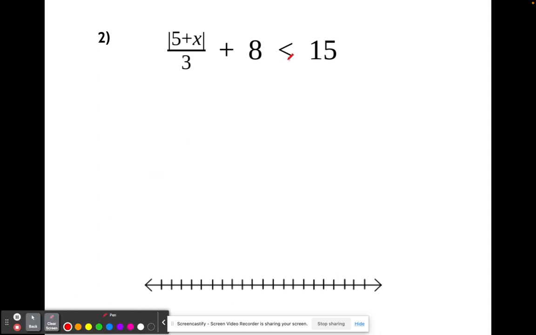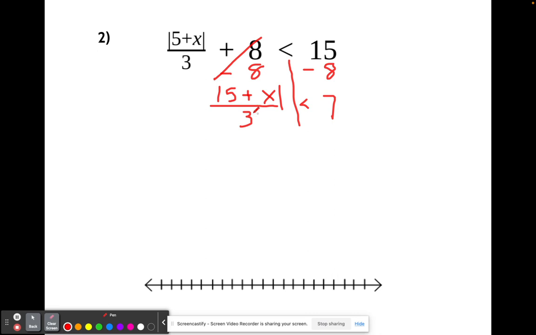So this is a less than, if you recall that. So we're going to only end up with one inequality. First, I'm going to send home this 8. Let's subtract 8 from both sides. This cancels out, and I have the absolute value of (5 plus x) over 3 is less than 7.